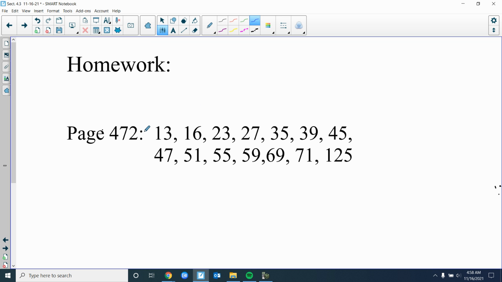Page 472. I know there's a few here, but they're not very long. Write the original problem down. Don't just write down the answer because I cannot see what you're doing. And you are doing this for me and not for you. So write the original problem down for that one.